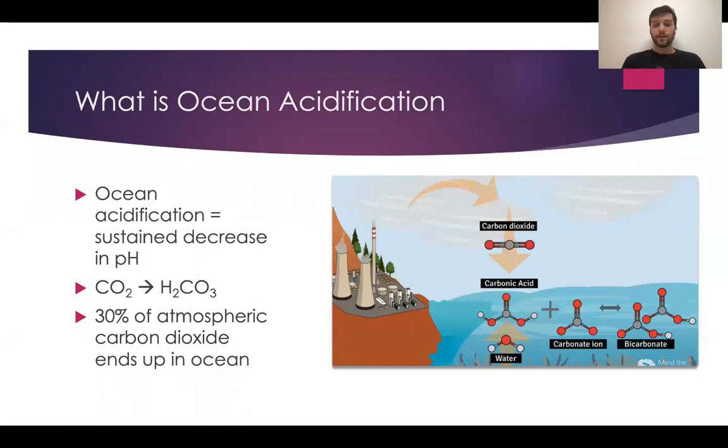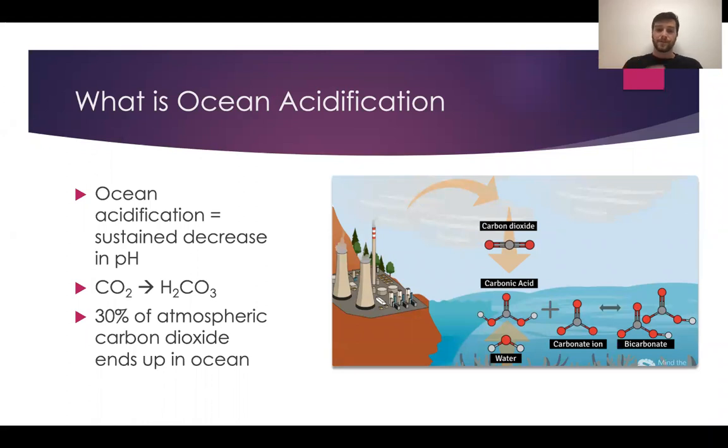So first, what is ocean acidification? Well, CO2 from the atmosphere goes into the ocean and mixes with the water, and through a series of chemical reactions, it forms carbonic acid, which is here on the left. It's the H2CO3. So ocean acidification, by definition, is the sustained decrease in pH of the ocean water.